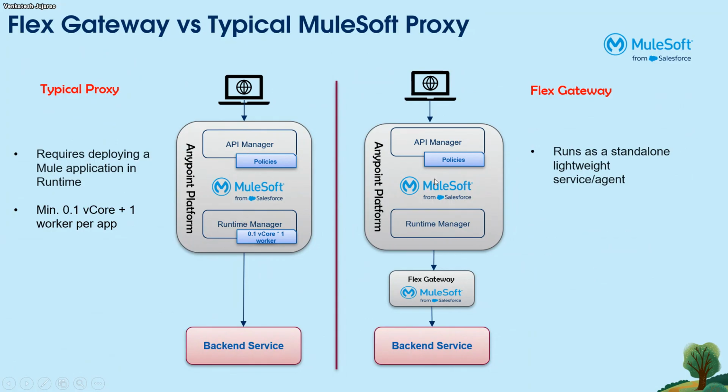But on the other hand, when we utilize a Flex Gateway, we install a service on the system, and within the same gateway, we could protect a number of backend services. So we don't have to invest in the number of vCores here. This is the key difference between a typical proxy and Flex Gateway. Any questions so far, guys?